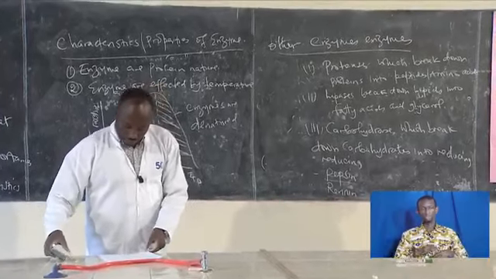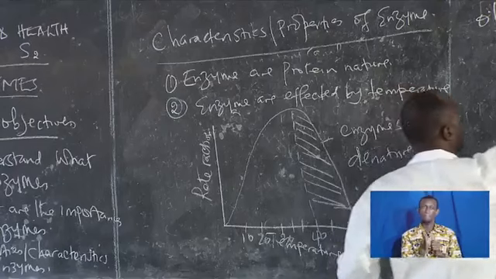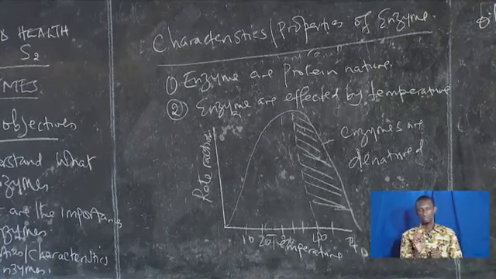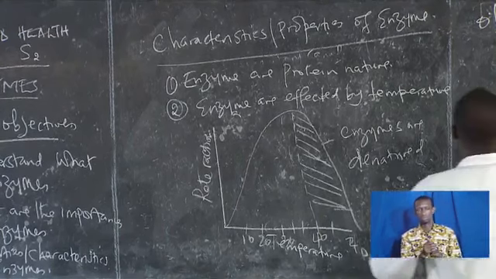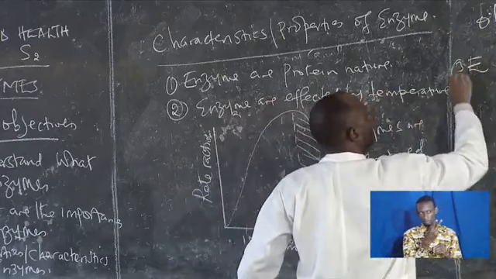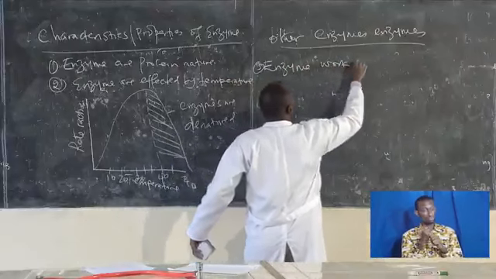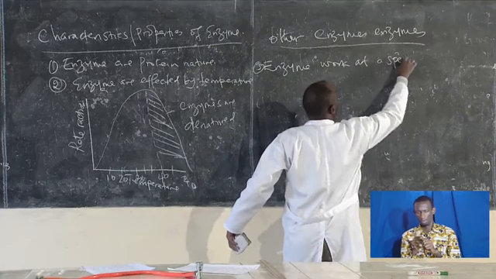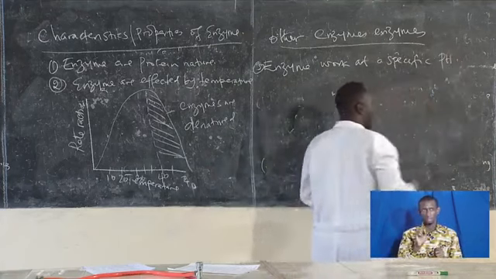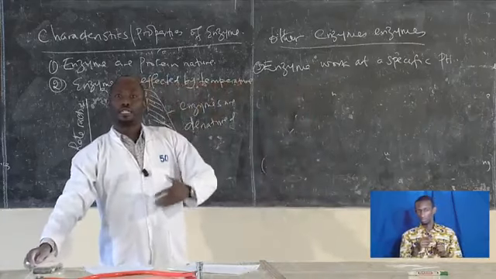Let's have another characteristic. We say enzymes work at a specific pH. Another characteristic, that is supposed to be number 3: enzymes work at a specific pH. If I say a specific pH, pH refers to the degree of acidity and alkalinity.